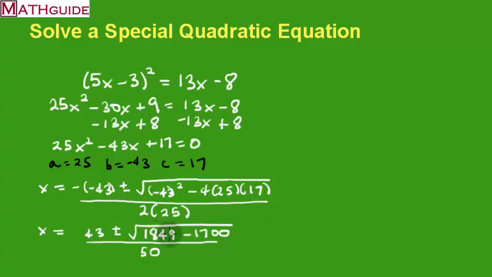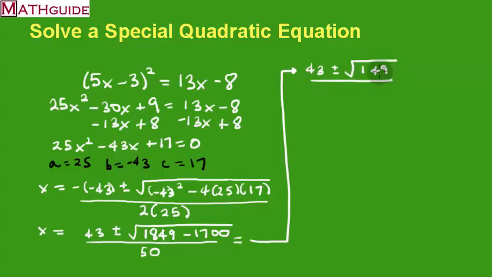Alright, next step, I'm going to clean out underneath the square root sign. So I'm going to do that. I'm bringing my work right up here because I need a lot more room. So I'm going to get 43 plus or minus, let's see, I subtract that, I'm going to get 149. And that's going to be all over 50. Alright, well I took the square root of 149 earlier and I get 12.2. So it's 43 plus or minus 12.2 all over 50.